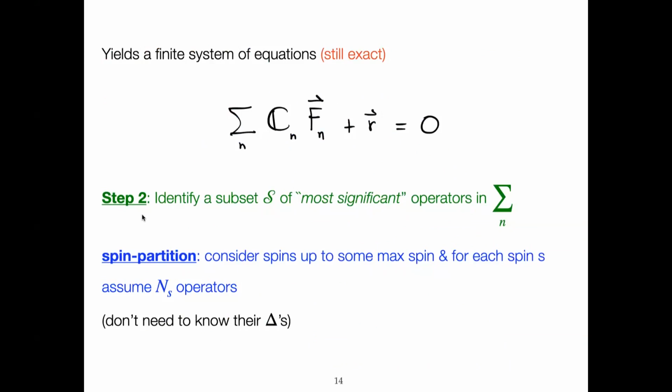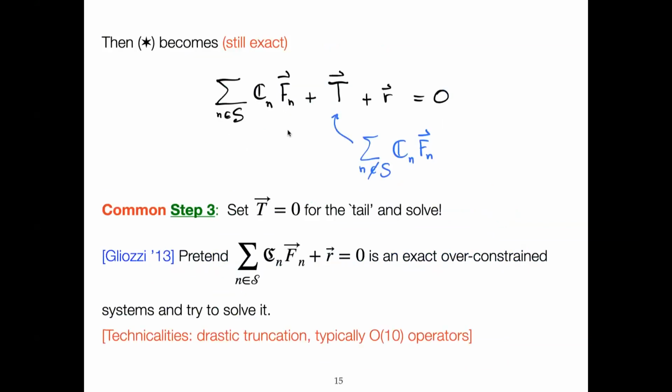The second step is to identify a subset of the most significant operators in this infinite sum. So you say, I'm going to select a specific finite set of these contributions, and I'll try to track them explicitly. I don't care so much about the rest. I will incorporate it in some tail contribution. Now, the choice of what you include here, like you have operators at this spin, and then you say, I will include 10 operators of that spin. You go to the next spin, you say, I will include 15 operators of that spin. This is something we call the spin partition. Basically, it tells you how many operators per spin you should include in this explicit sum.